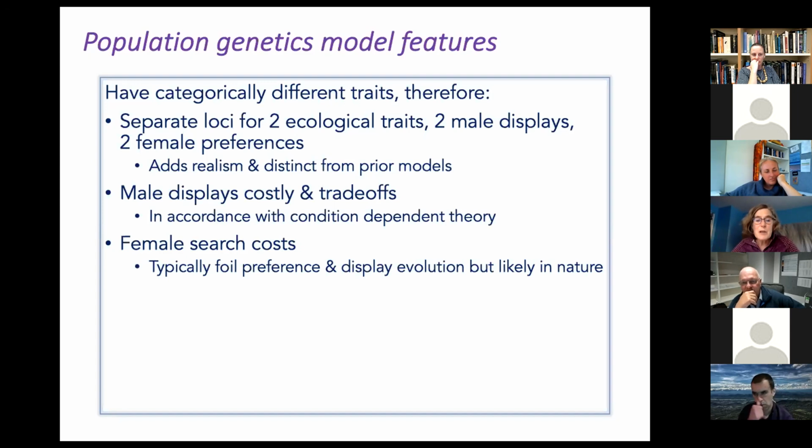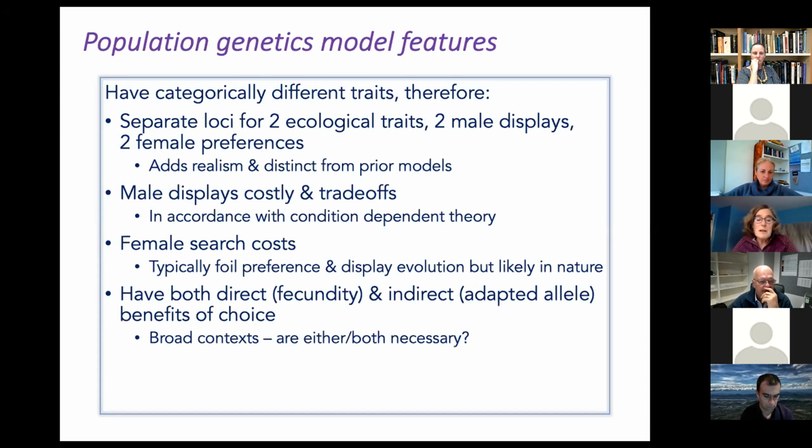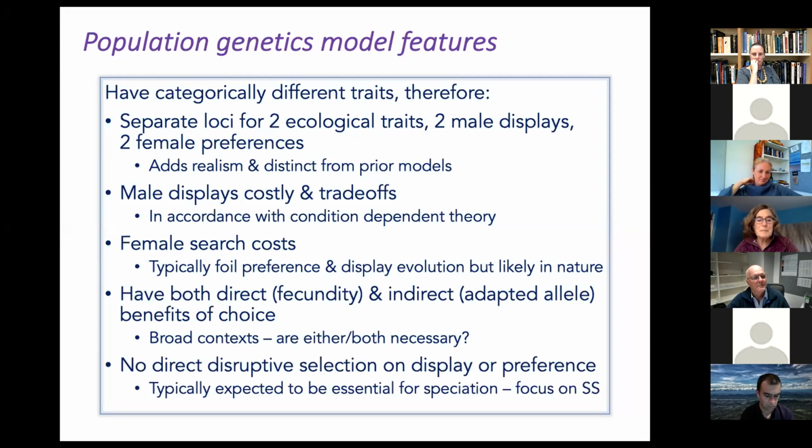Females experience search costs, and we include this for lots of reasons. One is that typically this foils the evolution of preference and display in theoretical models, but also because it's very likely that females do experience search costs in nature. And the model also includes both direct and indirect benefits of choice. We do this also for a couple of reasons. One is that it broadens the context in which the model might be applicable. And it also allows us to ask whether either or both of these are necessary for evolution to proceed.